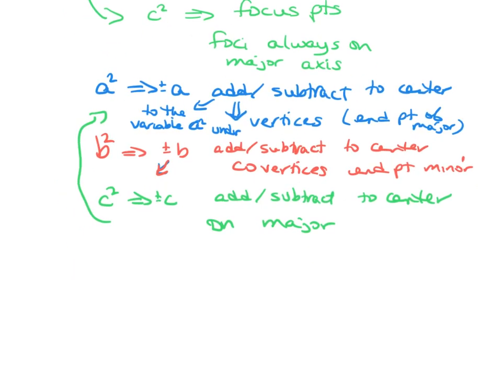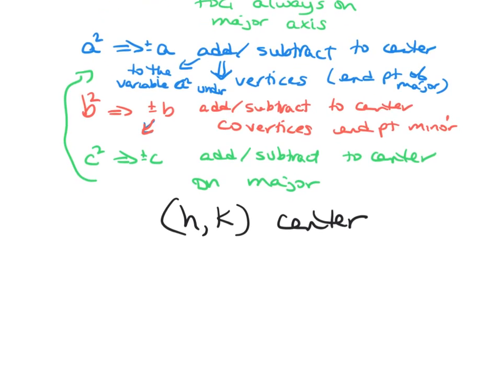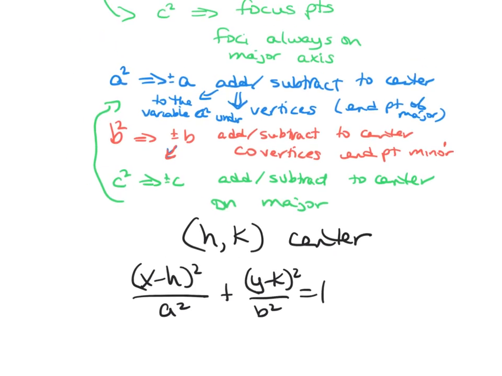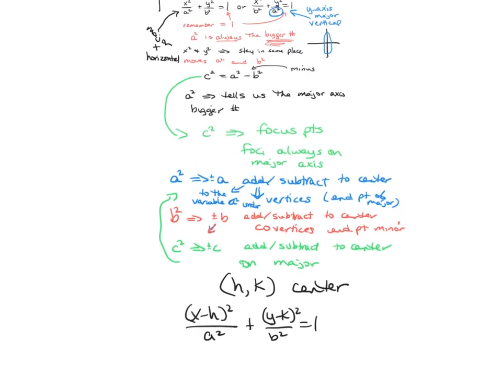Okay, let's see. So then the other one is when the center is not at the origin. So when we have a center point at HK, then we're going to be using these two formulas. X minus h squared over a squared plus y minus k squared over b squared equals 1. This one, let me zoom out.